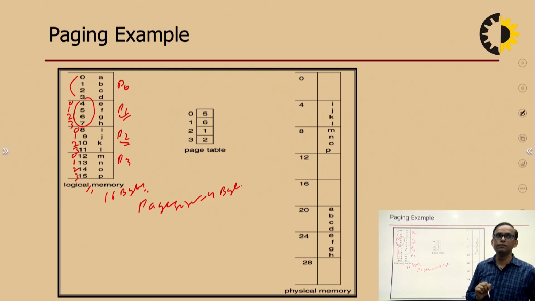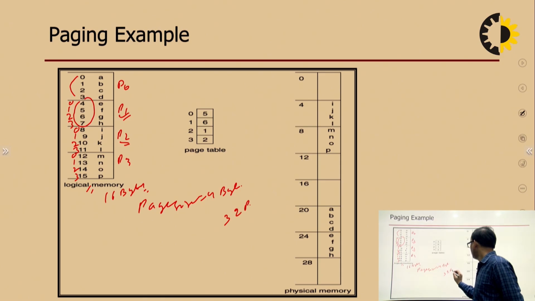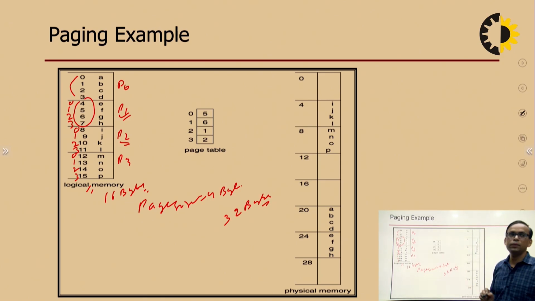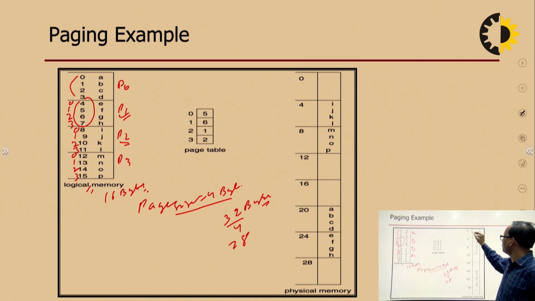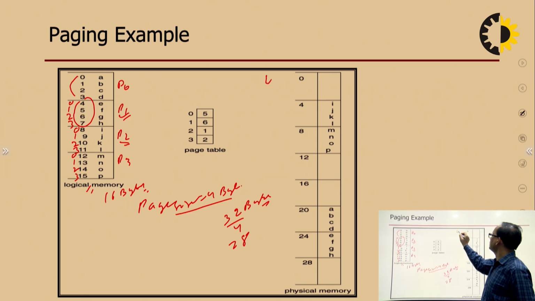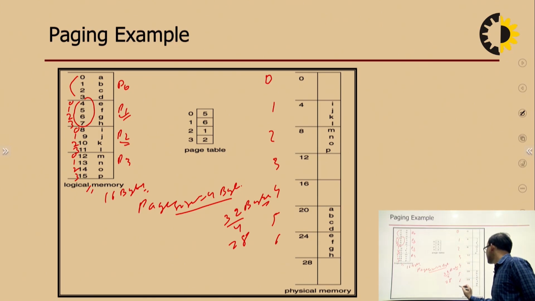Now, this is our main memory. The size of main memory is 32 bytes, and we have divided main memory into 8 frames, because the page size is 4 bytes, so 32 divided by 4 means 8 frames. Clear? Now, this is our frame number 0, this is frame 1, 2, 3, 4, 5, 6, and 7.